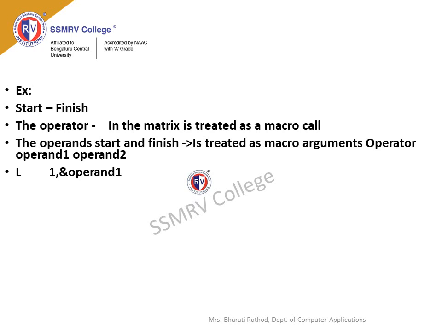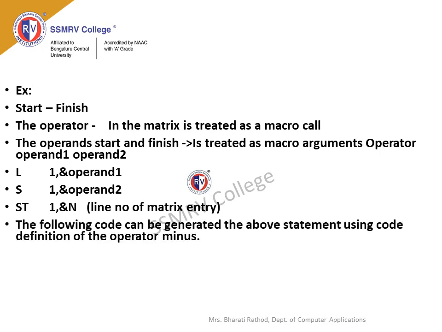Now, for the minus operator, the standard code is load, subtract and store. Load operand 1 in register 1, subtract operand 2 from register 1, and store the content of register 1 in the line number of the matrix entry. The following code can be generated. The above statement, using the code definition of the operator minus, is: load the operand start, subtract finish from start, store in the matrix line number M1.